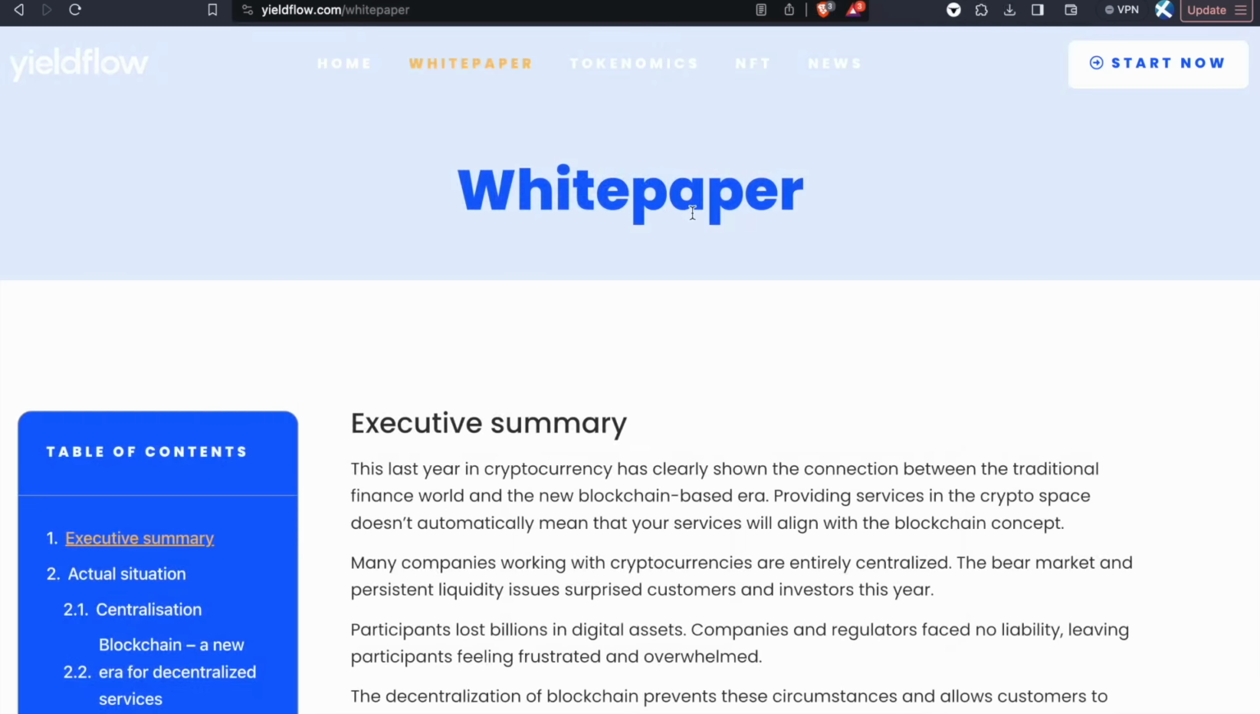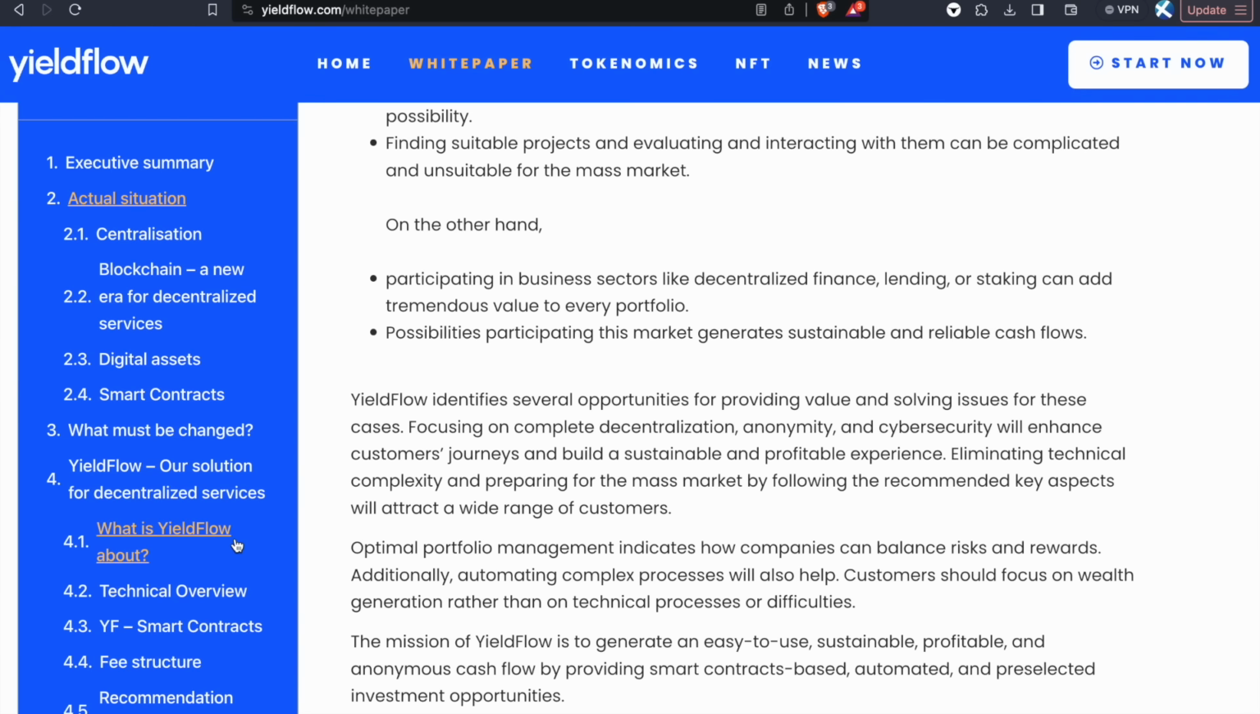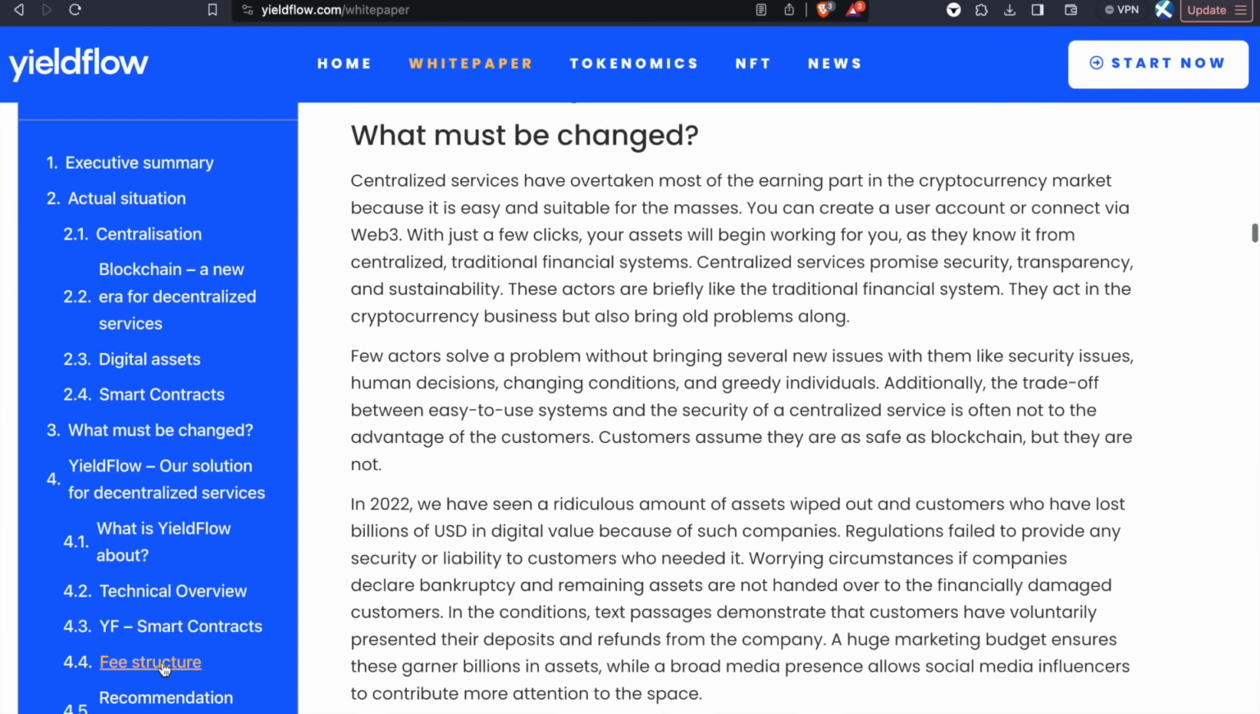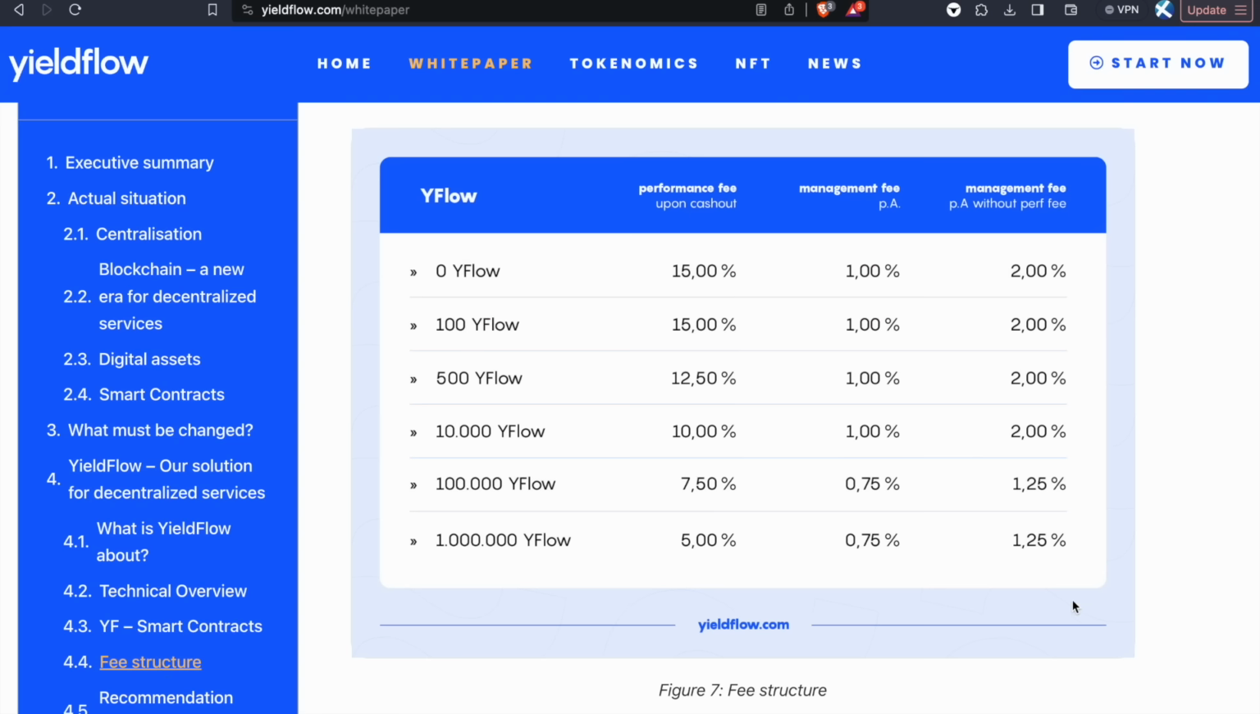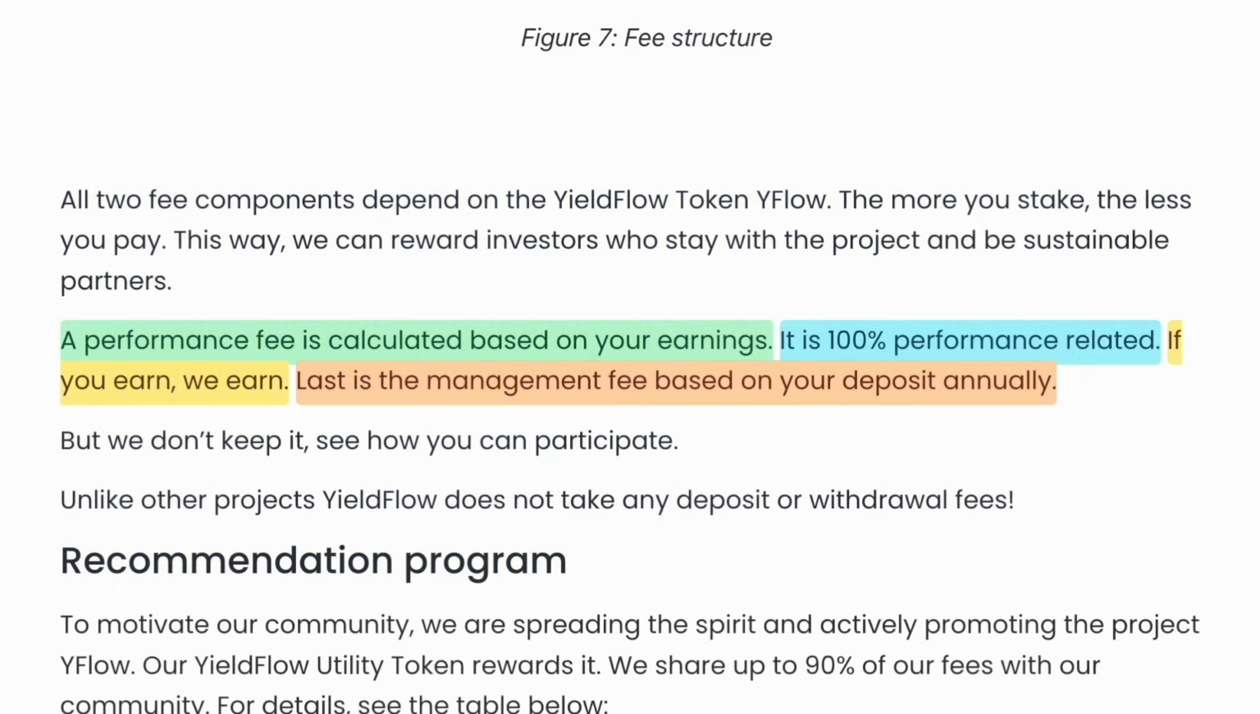And of course, how do they make money? Well, it's right in their white paper. We can scroll down to fee structure and it's all there, all transparent. Just know there is a performance fee upon cash out that is calculated based on your earnings. So it's 100% performance related. So only when you earn, do they earn.